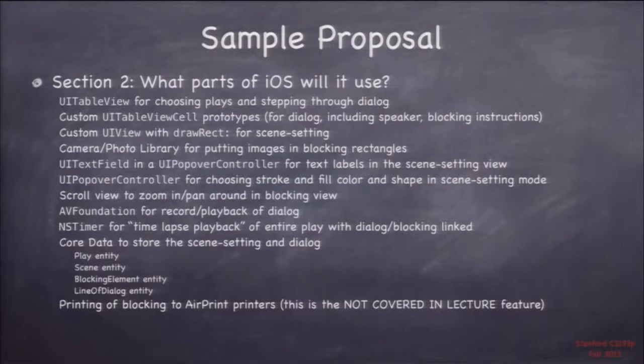Section 2 is what parts of iOS you are going to use to implement it. Okay, it's going to have a table view with custom cells, it's going to use the camera, it's going to have text fields within popovers, it's going to use AV Foundation, it's going to have NSTimer, it's going to have Core Data, and here are going to be my entities. It's going to print out the blocking to a printer, which is something we don't cover in class.